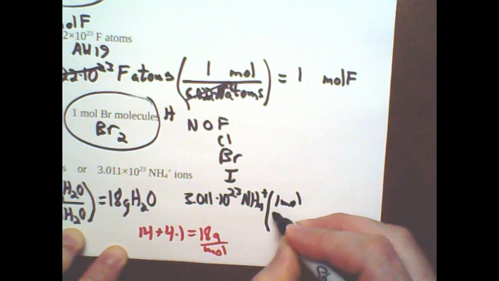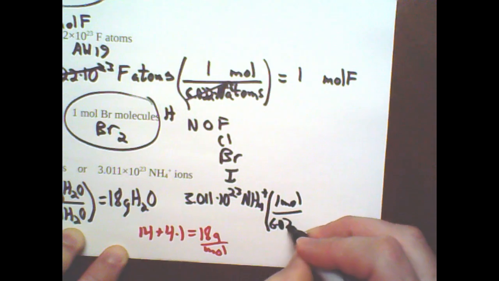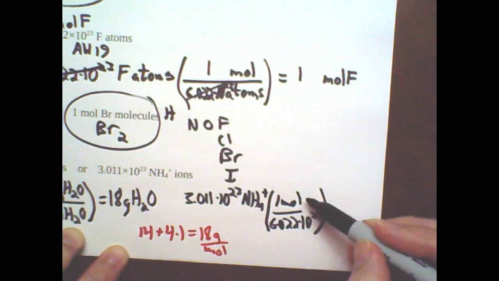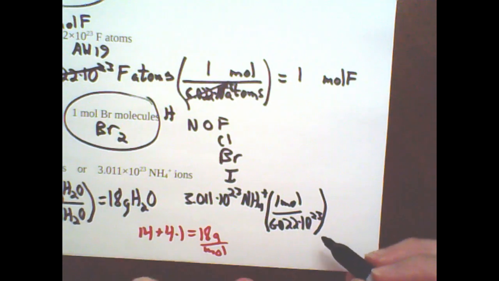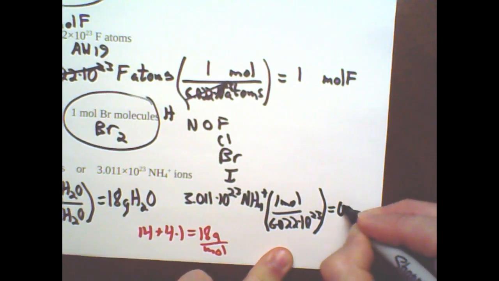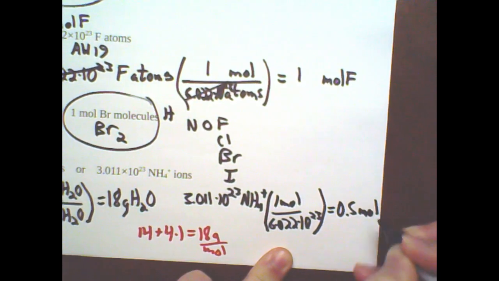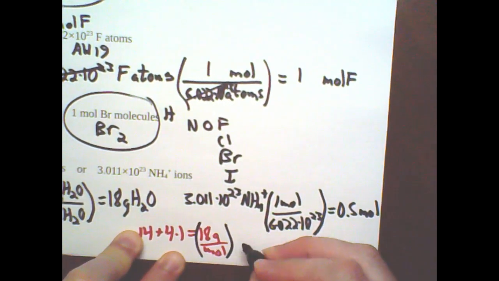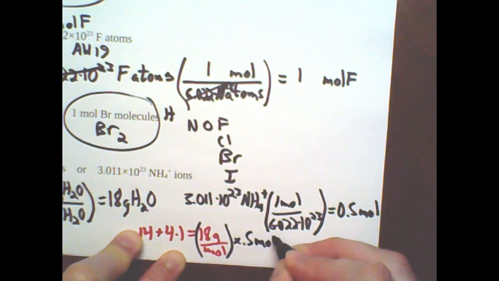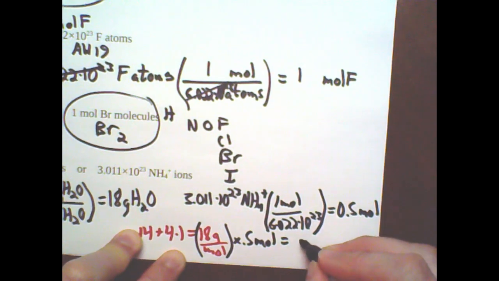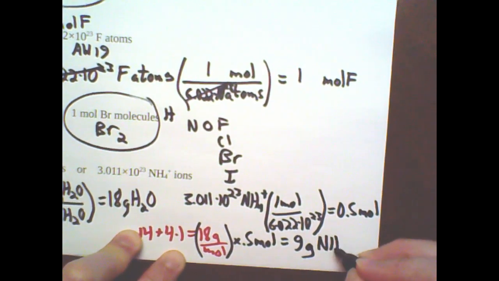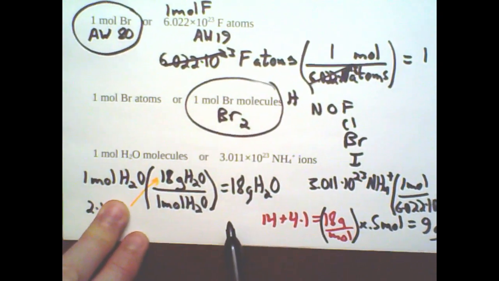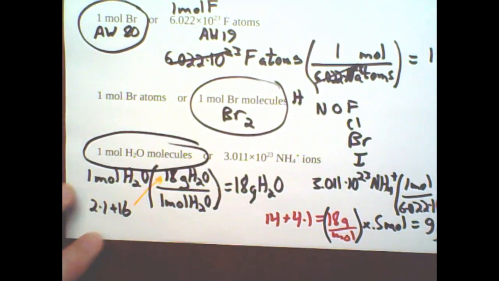1 mole is 6.022 times 10 to the 23rd. That's true. 1 mole of anything is that many of the same thing. And we do that and we get 0.5 moles. Okay, let's multiply our 18 grams per mole times 0.5 moles, and we have 9 grams of ammonium ions. So we have twice as much water as ammonium ions, and we would choose the water.